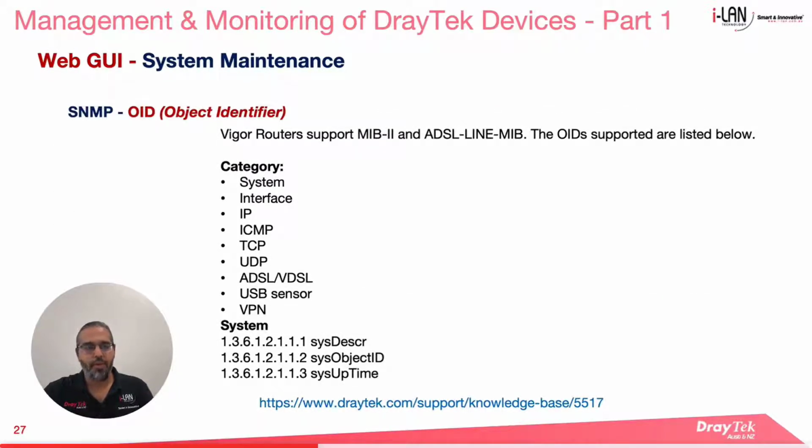DrayTek Vigor routers support MIB2 and ADSL line MIBs. DrayTek have provided a list of OIDs that are supported in the latest firmware and covers several categories listed here. This list is available in the knowledge base article 5517 shown here. The OID is in numerical dot format. One example shown here is 1.3.6.1.2.1.1.2, which is for sysObjectID. This has to be entered in the network management station so that it can poll the router to retrieve this data.